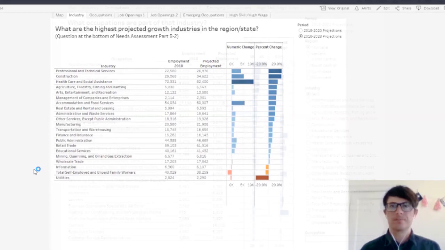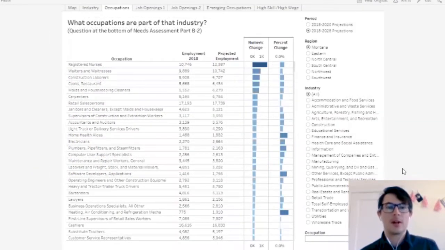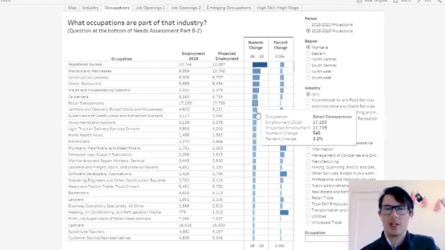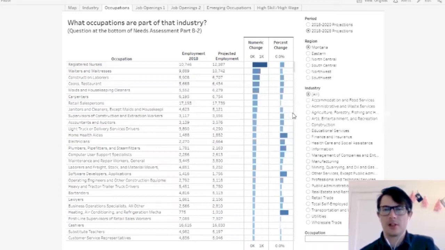The next question is what occupations are part of that industry? So on this page, we have the official title of occupations. These are based on the standard occupation classification. So you can look these up on the Bureau of Labor Statistics website to find their definition. We have the employment for the base period, the projected employment for the period you selected, the numeric change between the two, and the percent change.